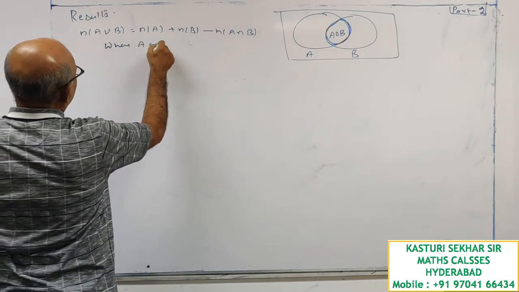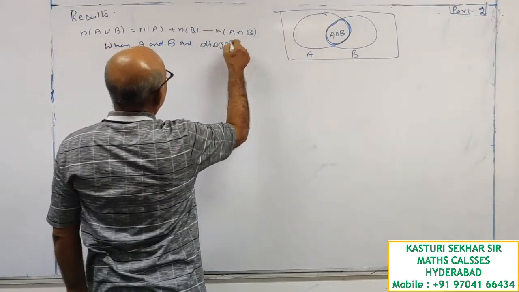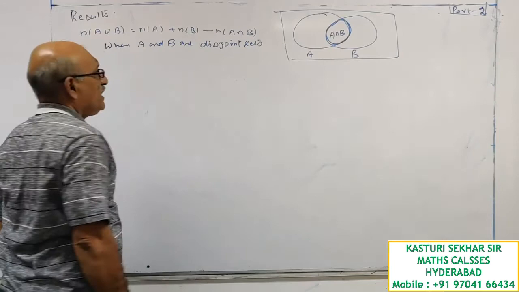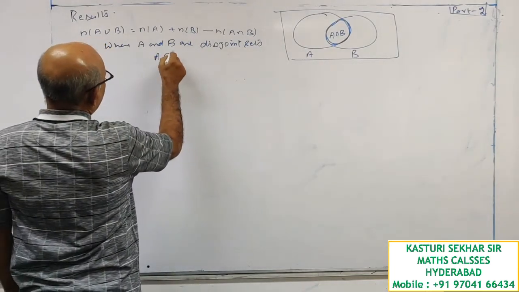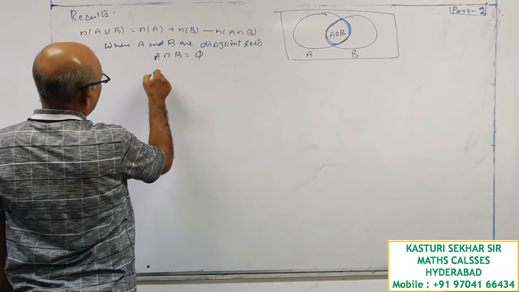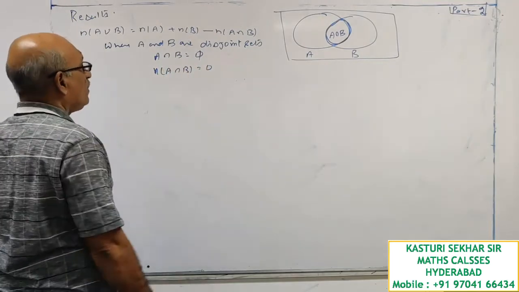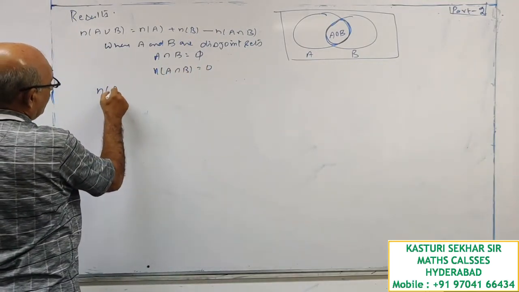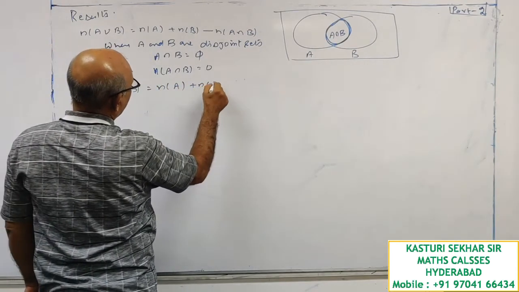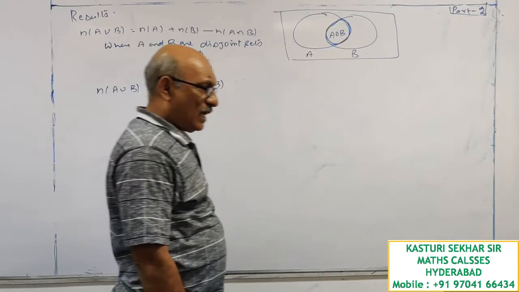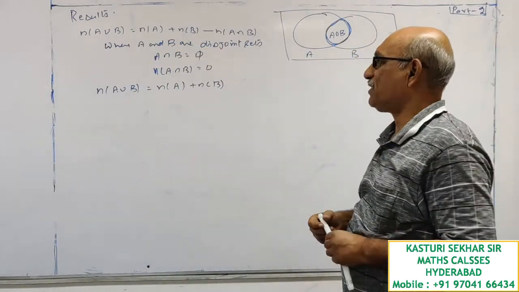When A and B are disjoint sets, A intersection B is equal to empty set. Number of elements in A intersection B is equal to 0. So number of elements in A union B is equal to n of A plus n of B.